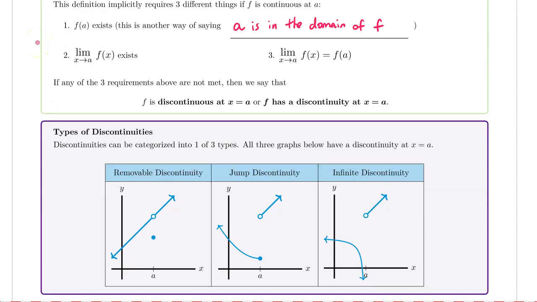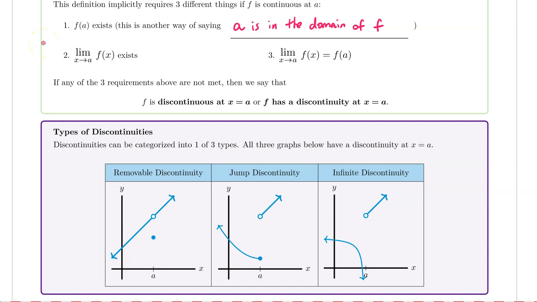Discontinuities can be categorized into one of three types. All three graphs below have a discontinuity at x equals a. The first kind we'll explore is called a removable discontinuity. Notice that there's just a hole here in this line and the function is defined elsewhere, so that's why we call this a removable discontinuity. Suppose I got rid of this point and filled in that gap, then notice that it would be continuous. So that's how we can think about a removable discontinuity.